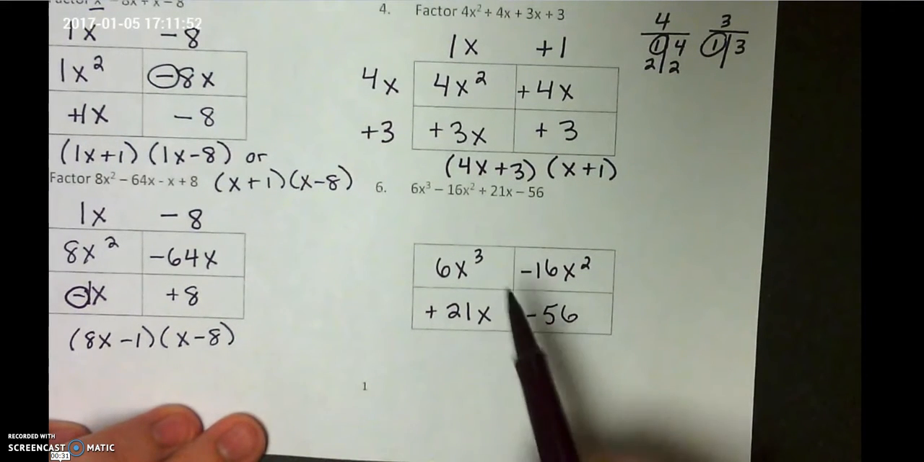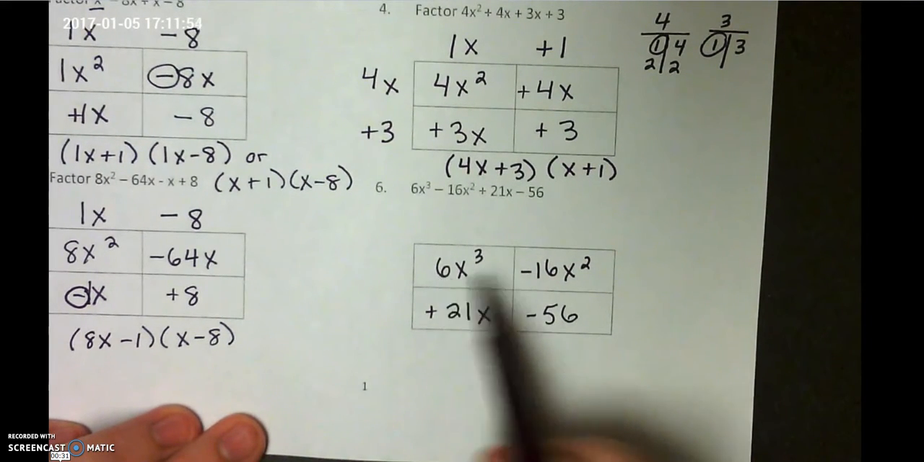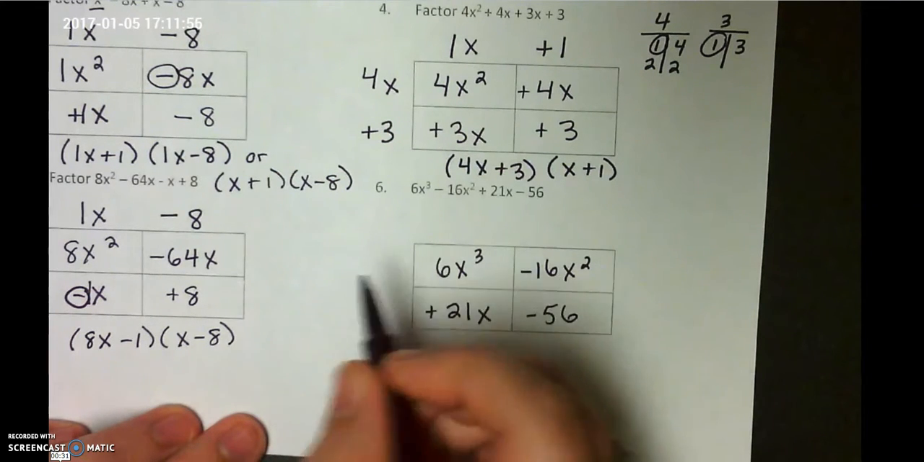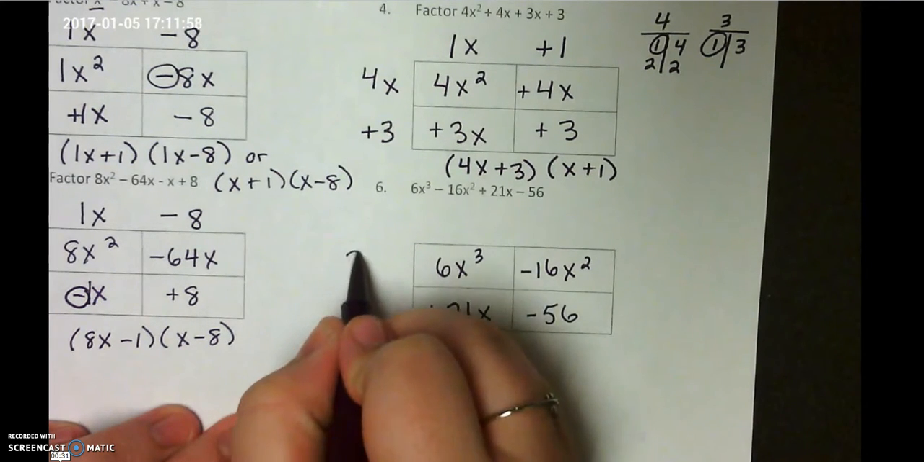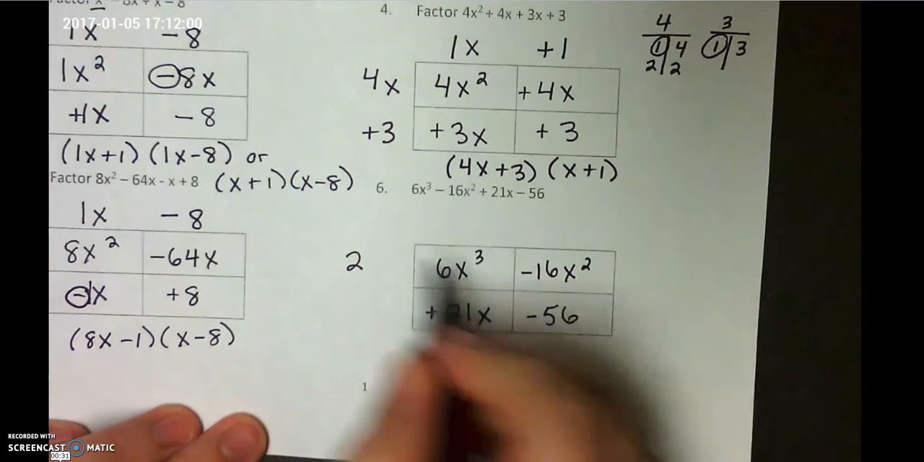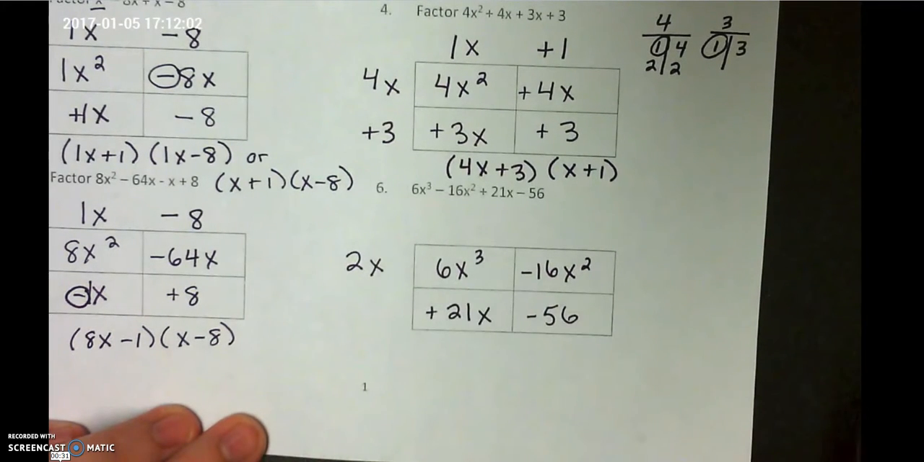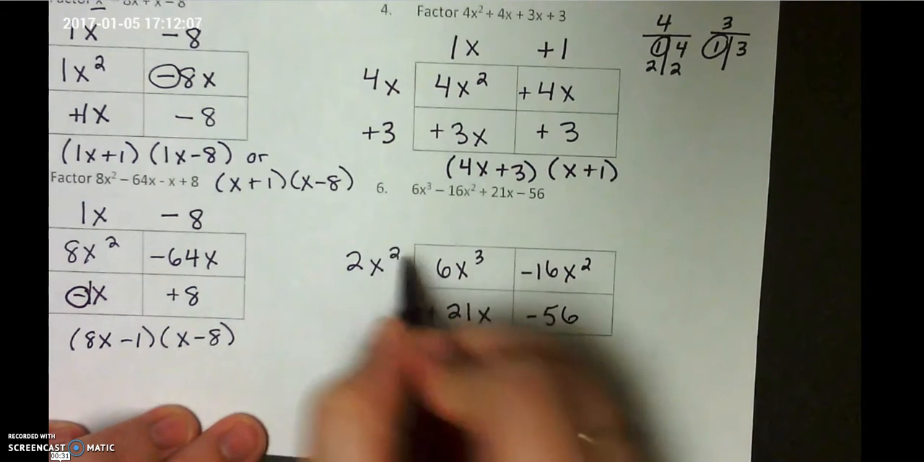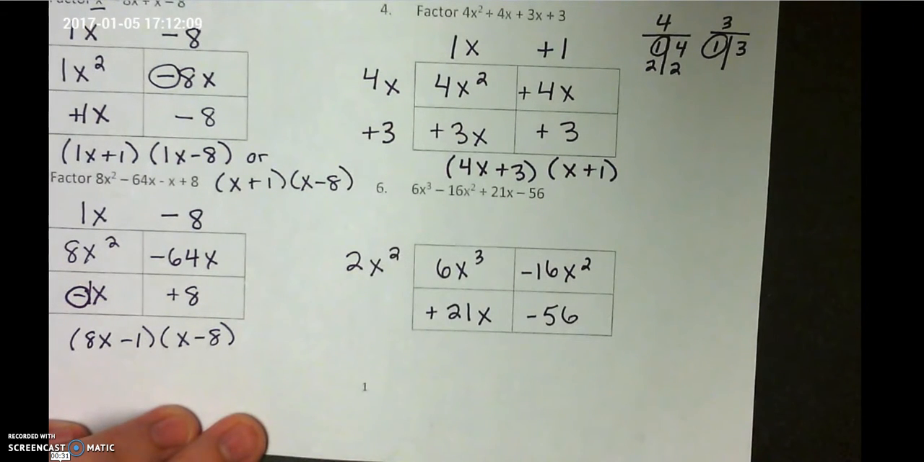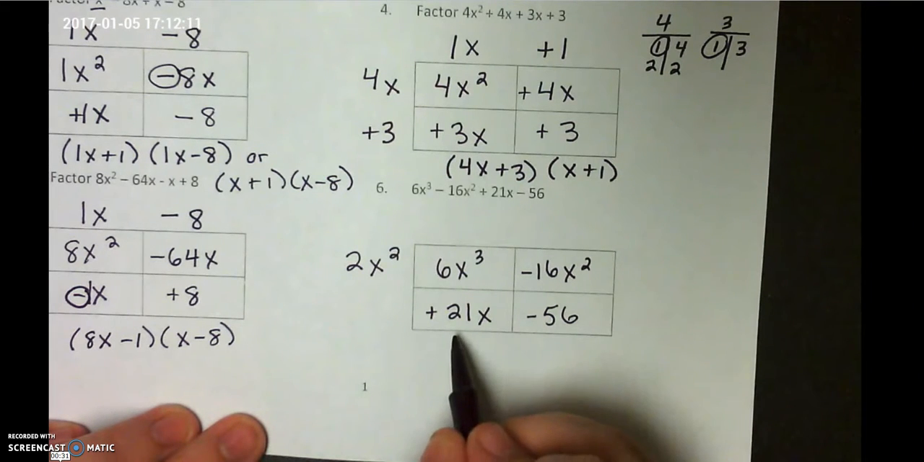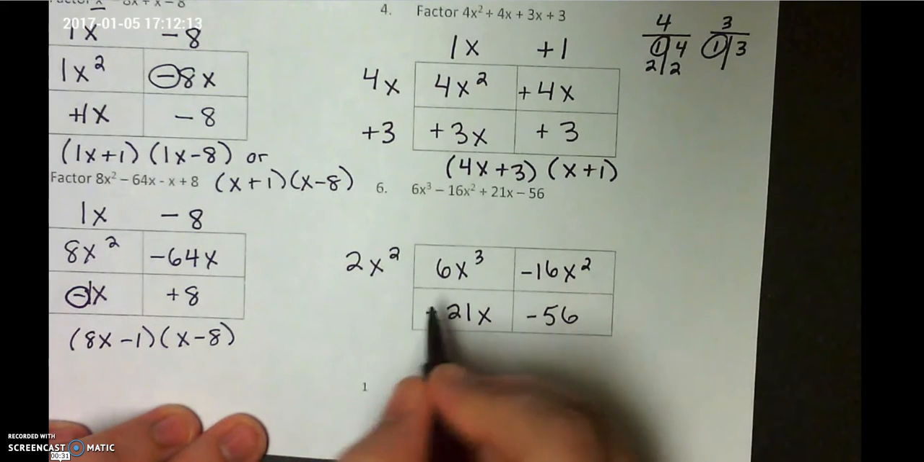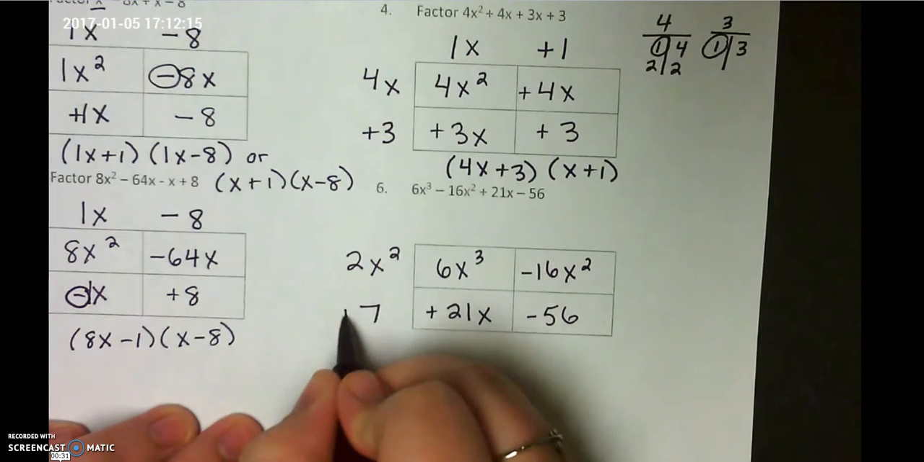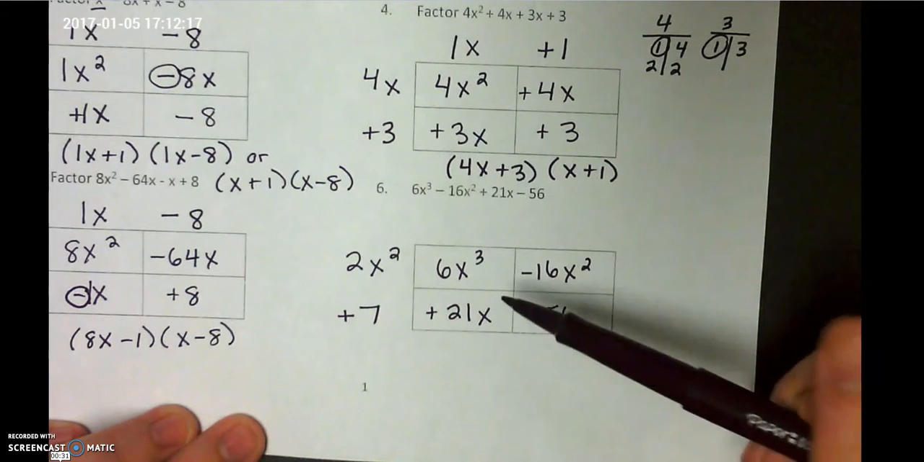Now this first one, the biggest number that can go into 6 and 16 is 2. They both have an x in common, but this one's different than all the other ones. The lowest exponent is a 2. So we're actually taking out a 2x squared. Now the next one, the biggest number that can go into 21 and 56 is 7. Now we're going to do the columns.